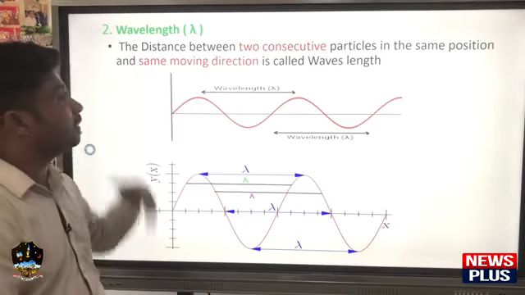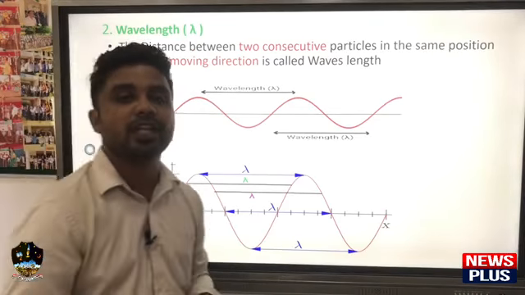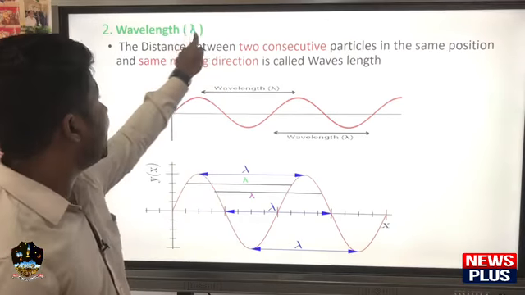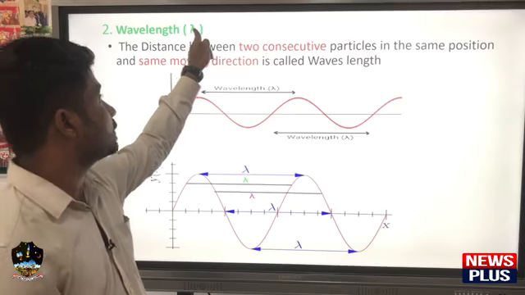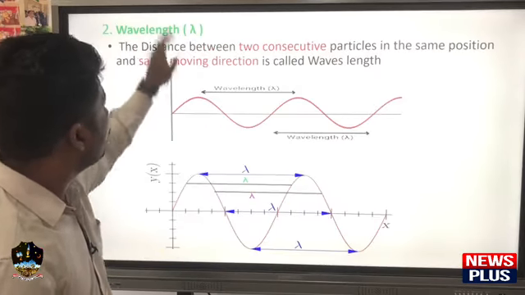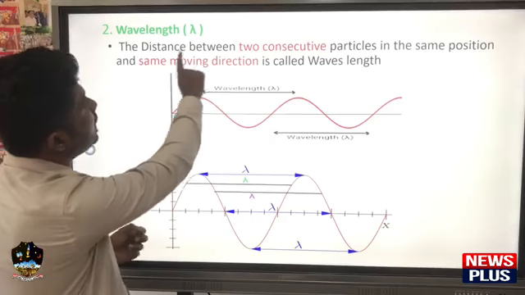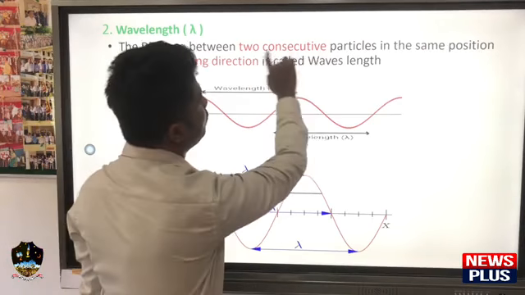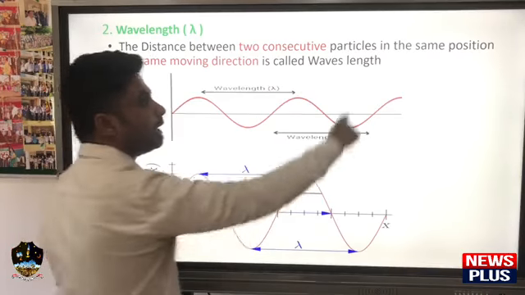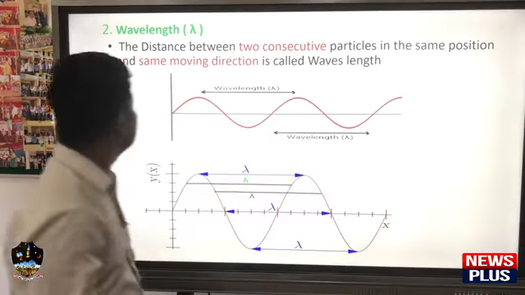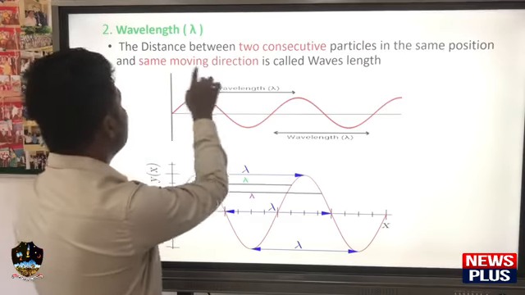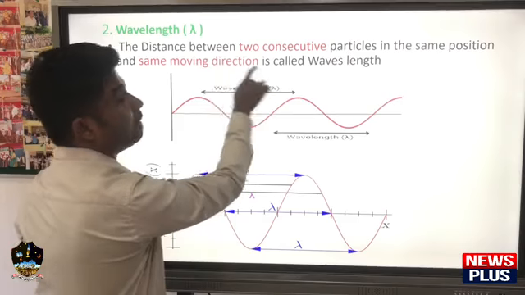The second term we're going to talk about is wavelength. The symbol for this is lambda. The definition of wavelength is the distance between two consecutive points, underline that, two consecutive points or particles in the same position and the same moving direction. This is very important. Not all people consider this one.